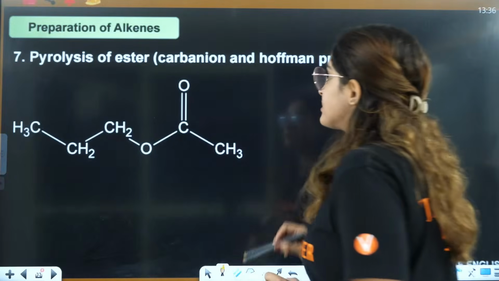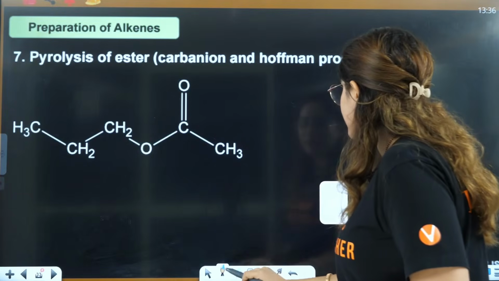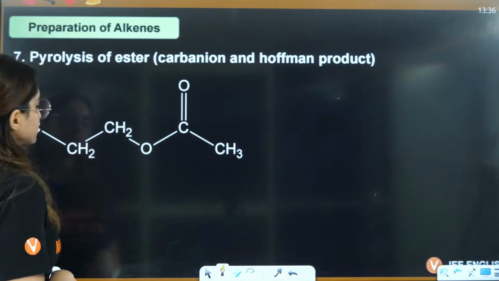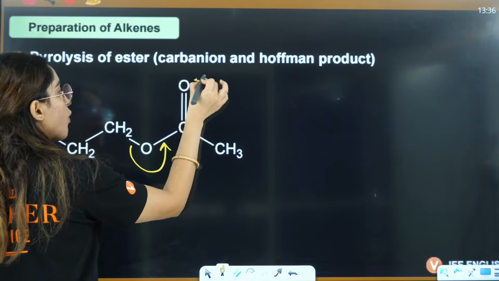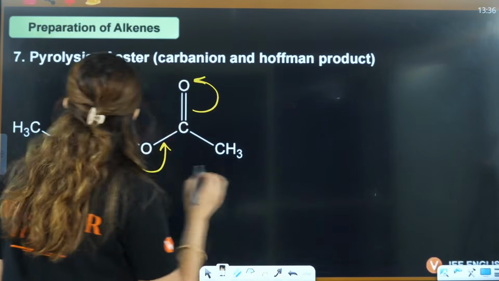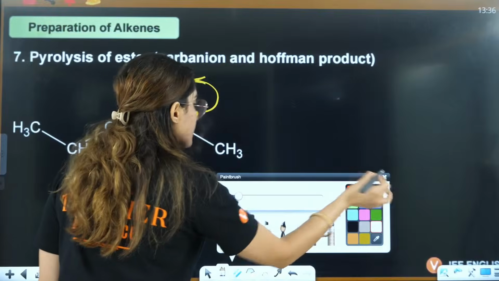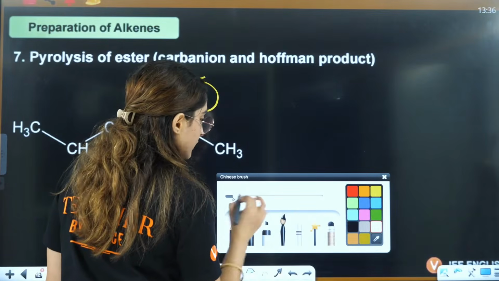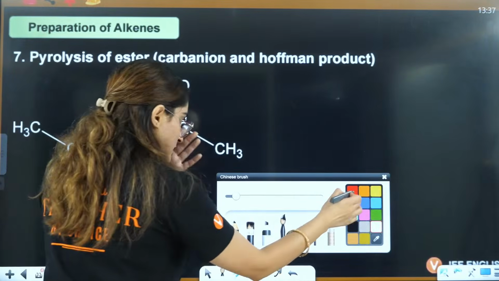Next is pyrolysis. Now what is pyrolysis guys? Pyrolysis is basically breaking of this bond. Let's see how. So what will happen here? This bond will shift here. This bond will shift here. And in this case what will happen? I'll tell you how this compound, an ester, will give you a carboxylic acid and alkene. Can you see this over here? Now see what is going to happen.